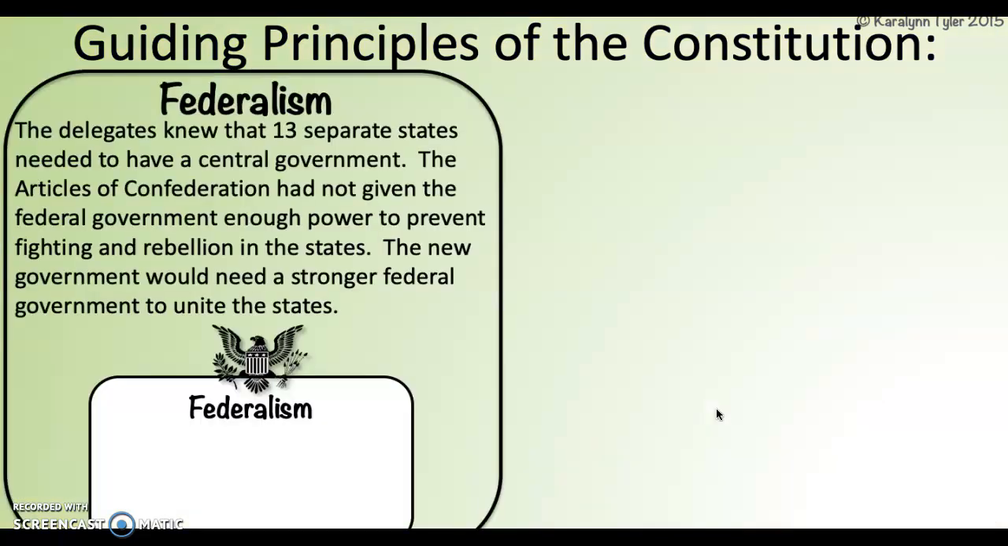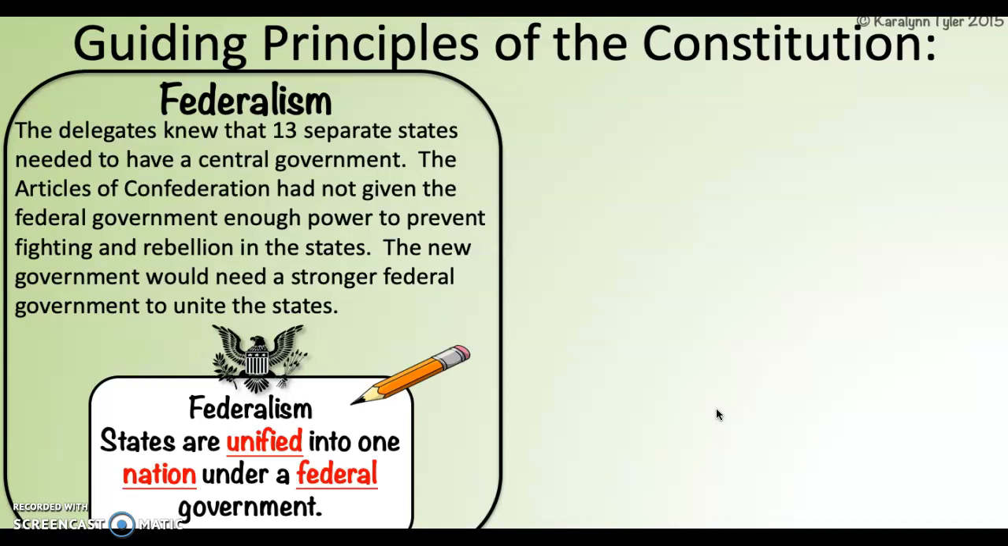Next, we have the third guiding principle, federalism, which is the idea that states are unified into a nation. Remember, we have 13 colonies that had for a long time been in charge of themselves, agreeing now to be a part of a larger nation. And so federalism is where you give power to a federal government, the central government, to unify those states together.